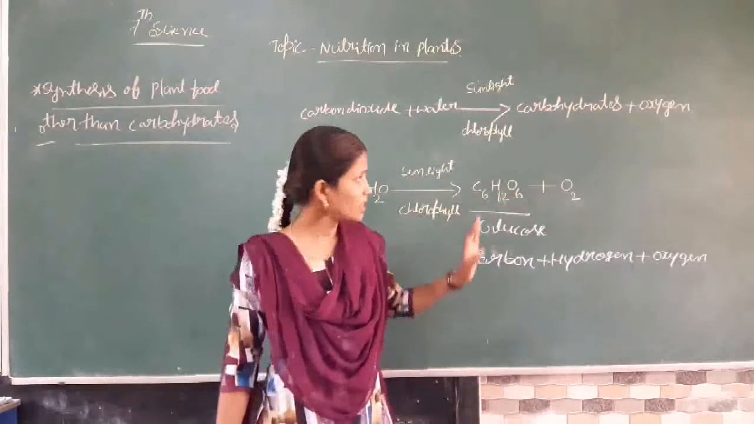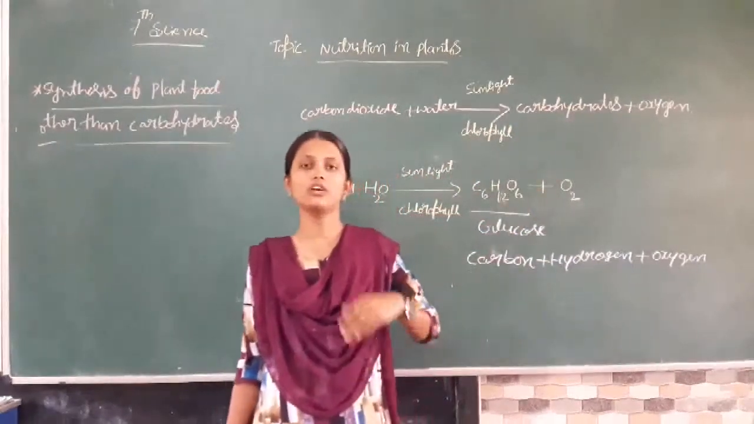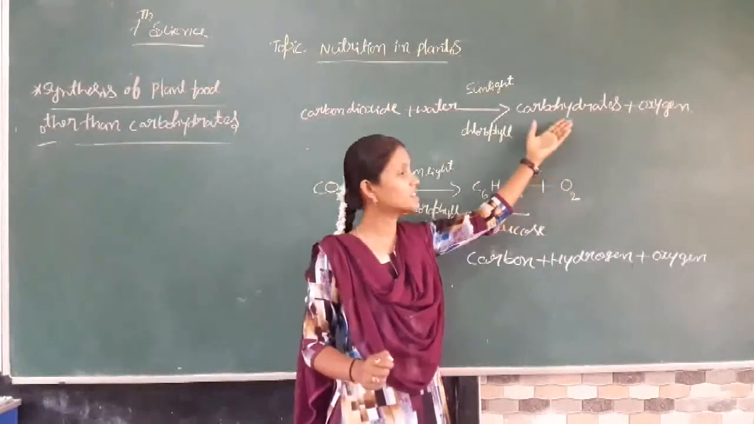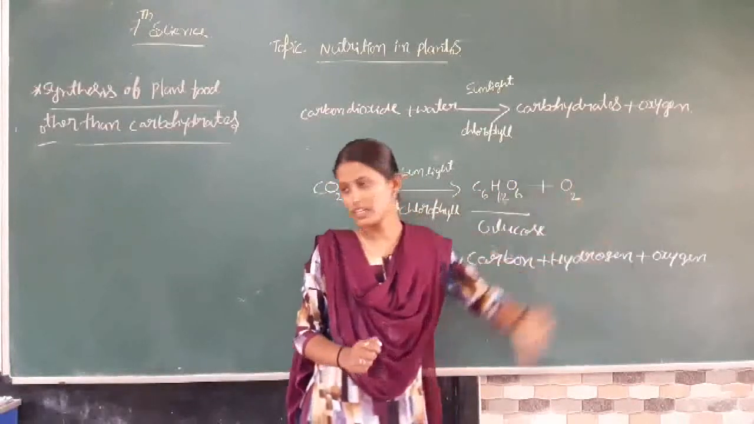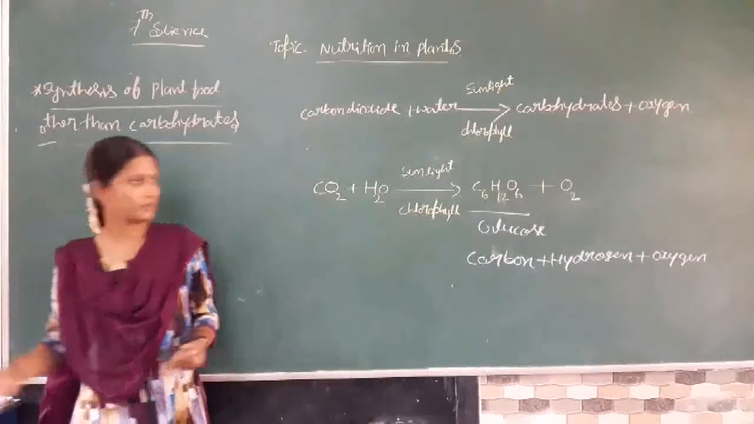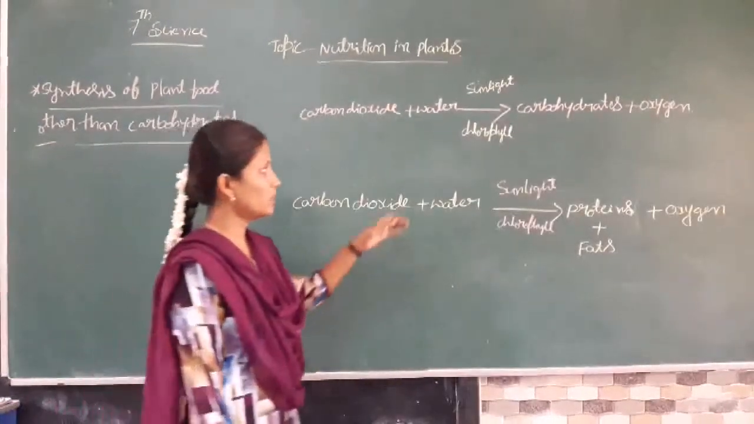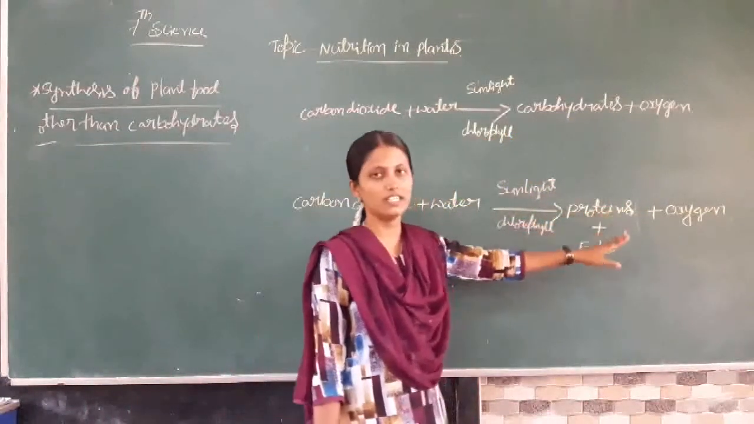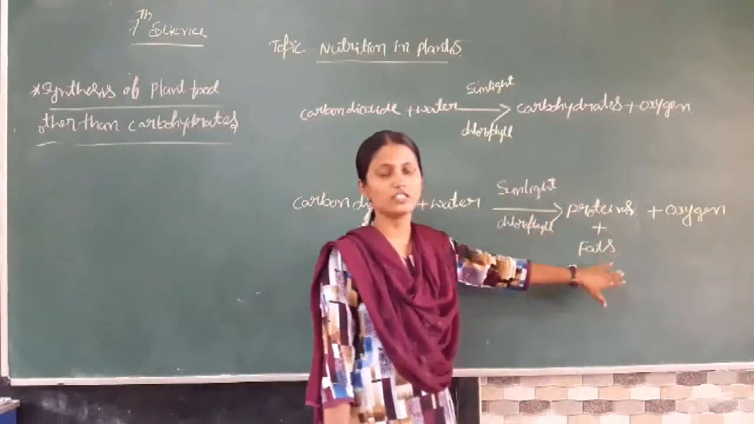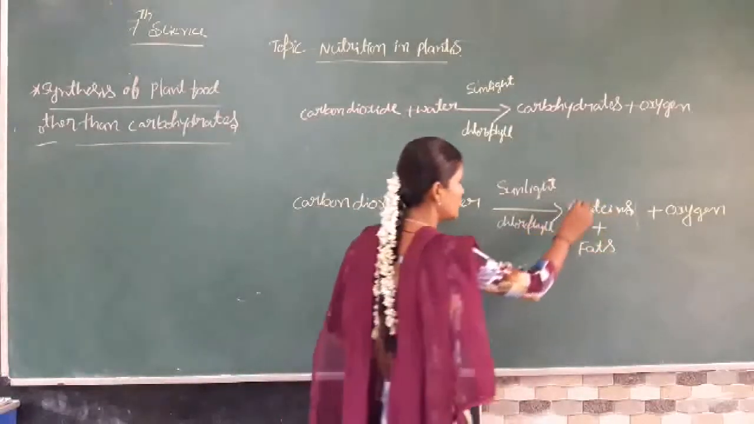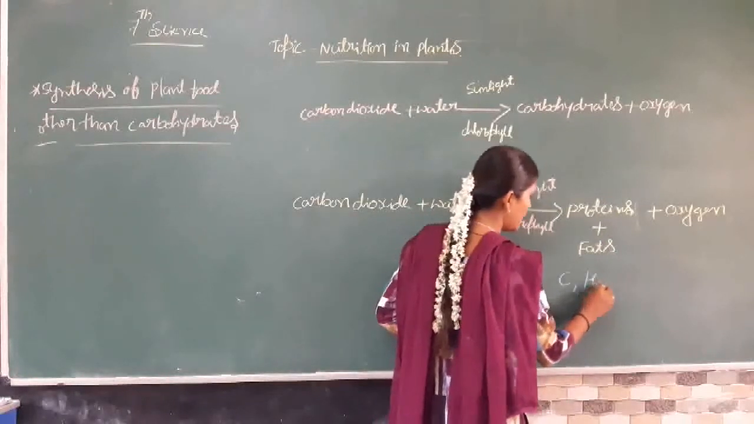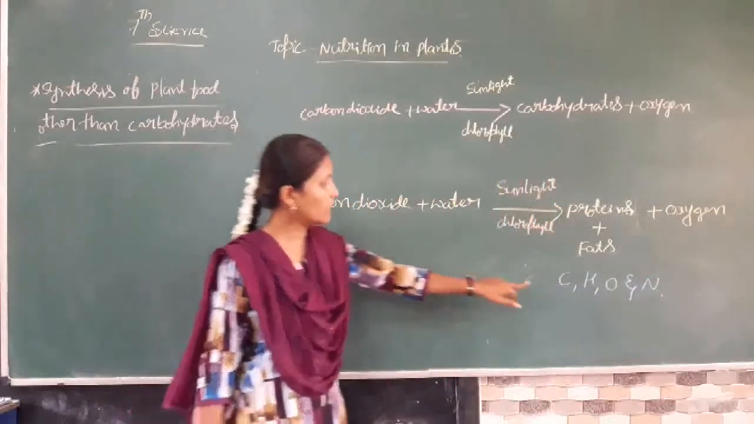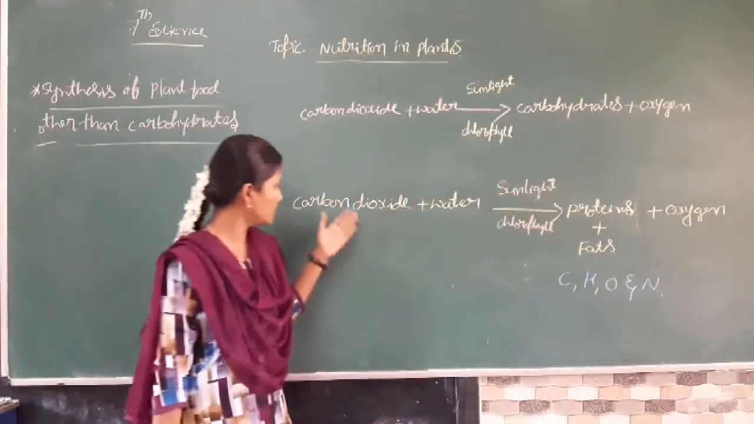Now, these carbohydrates are used to synthesize the other food products, that is, the proteins and the fats. What are the units of proteins and fats? Proteins are made up of carbon, hydrogen, oxygen and nitrogen. As we know, carbon, hydrogen and oxygen we get from carbon dioxide and water.